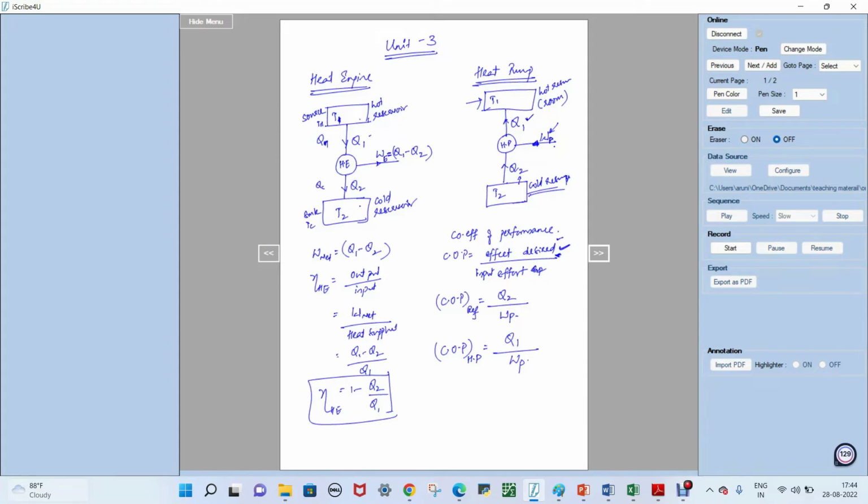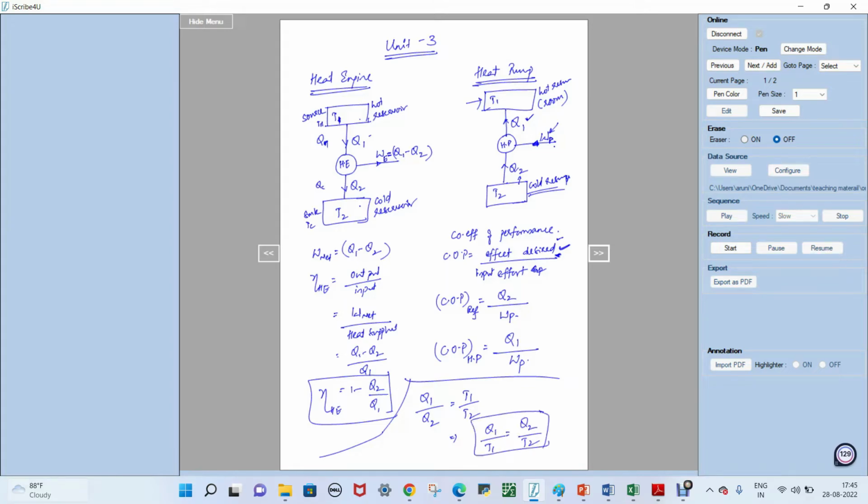Another important thing from the Carnot theorem. For the reversible engine, we have proven that Q1 by Q2 on the thermodynamic scale of temperature is T1 by T2. So this implies you can write Q1 by T1 equal to Q2 by T2.